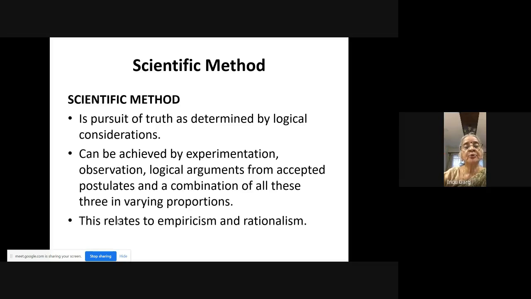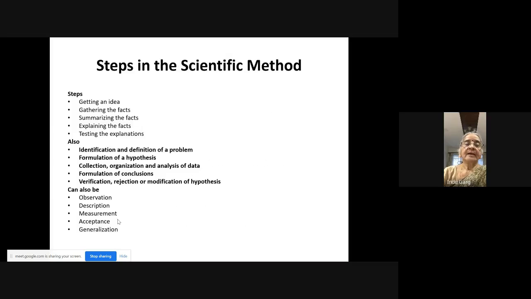And this will relate to, again, as I said, empiricism, that means knowledge based on observation, and rationalism, that means based on reasoning, based on reasons for your solution. Okay, so this is basically what the scientific method is. Now there are certain steps in the scientific method. Very simple they are. I'll just go through them one by one.